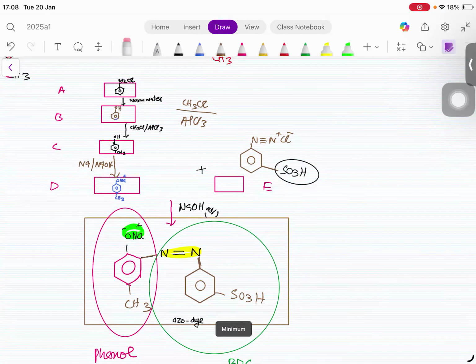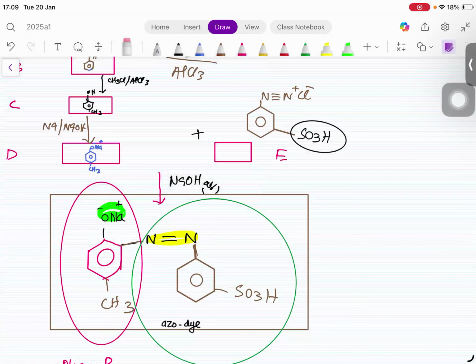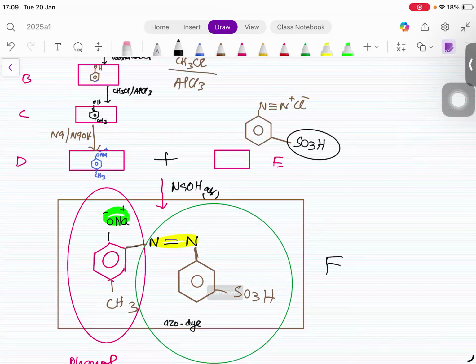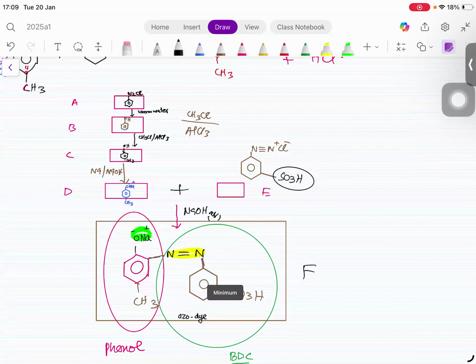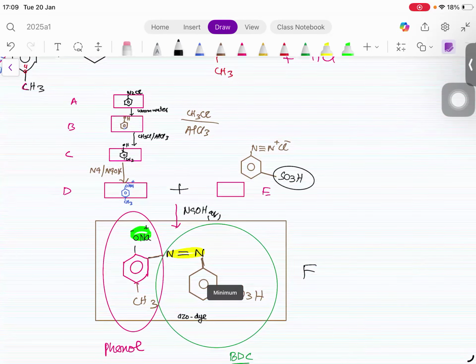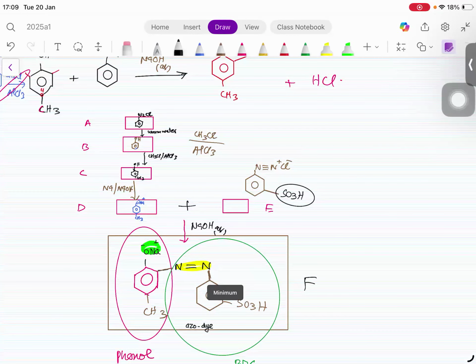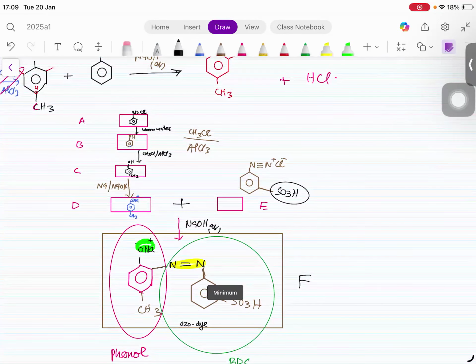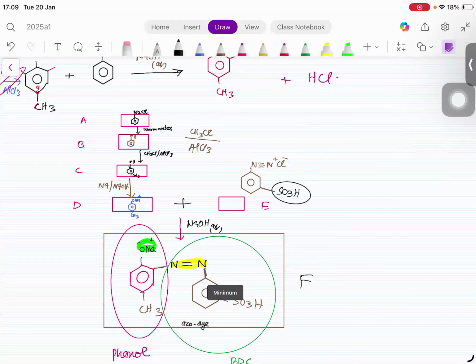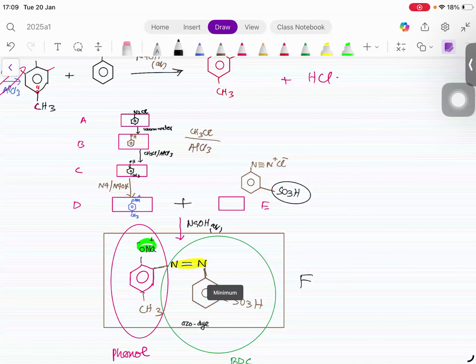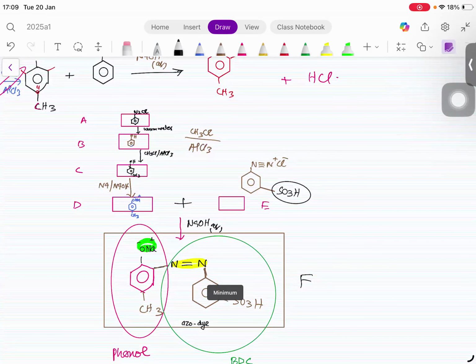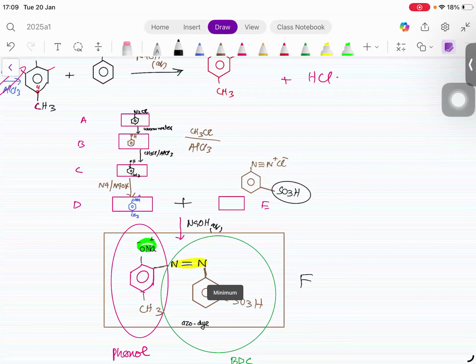Sir, can D turn into E? No, D and E combine together. D can't turn into E. D combines with E to form, let's say, F. Label it as F, the azo dye is labeled as F. Is it clear? Yes. So this is how the reactions of phenylamine work. That is all about the reactions of phenylamine, right?